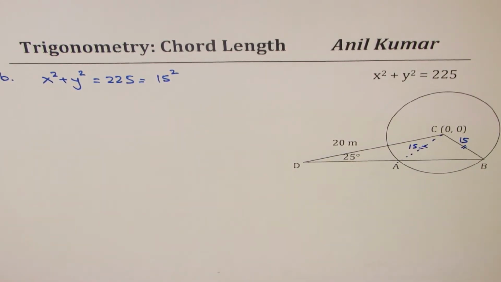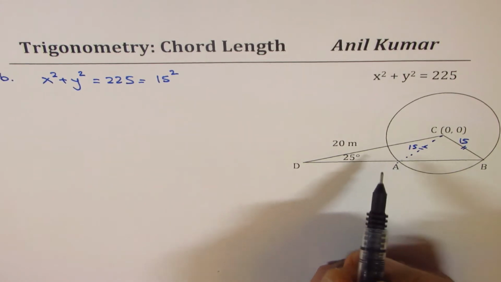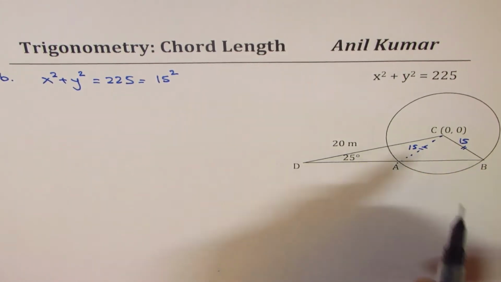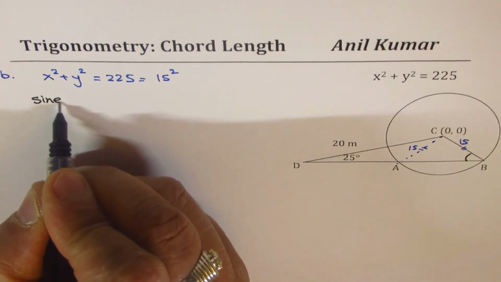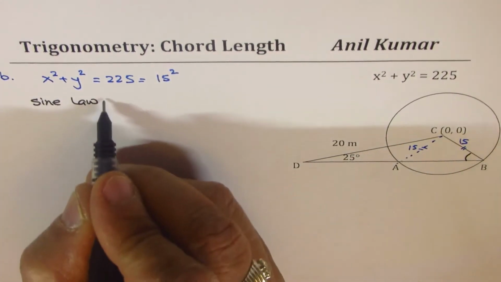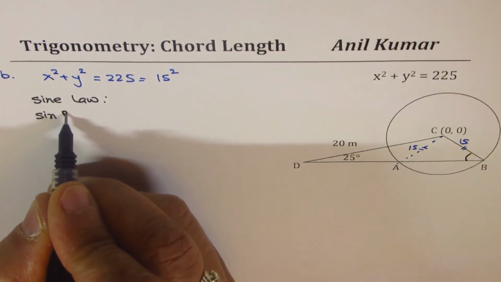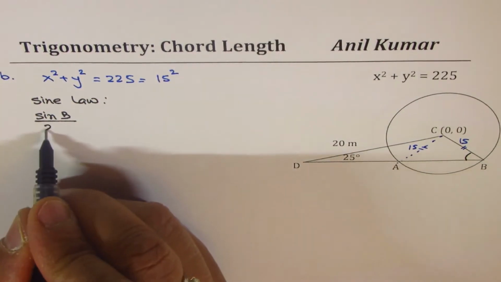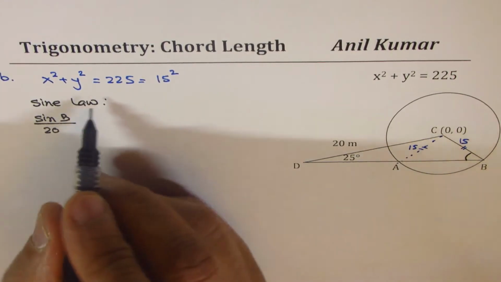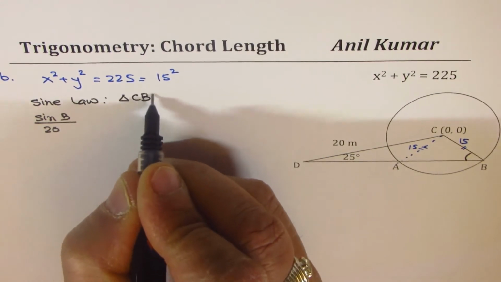Now let us see how to solve this question. Well, the approach is very similar to what we adopted last time in part A. Now we can find angle B, that is the first step. So sine law is going to be applied again. We can say sine of angle B over the length opposite to angle B, which is 20 meters here. We are considering the big triangle, right? In the triangle CBD.